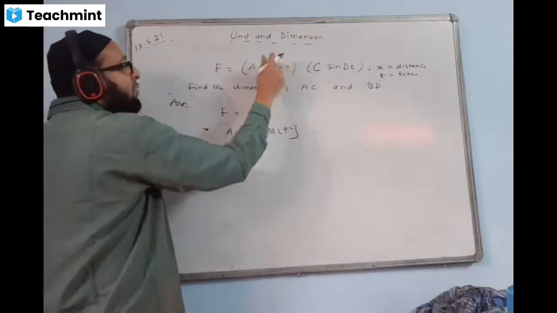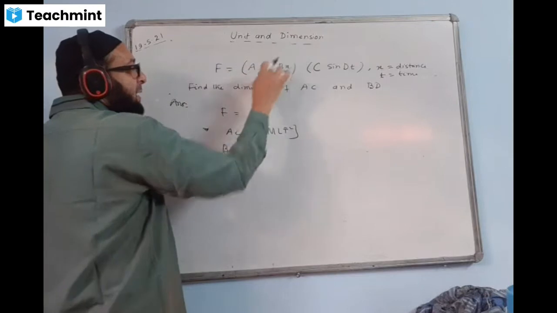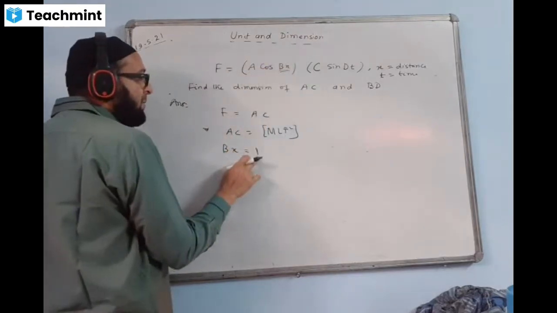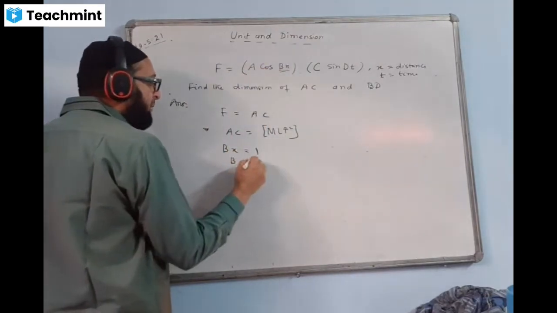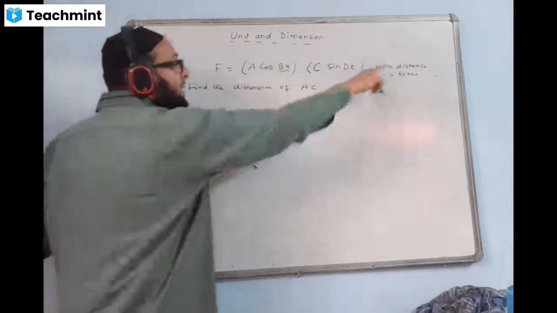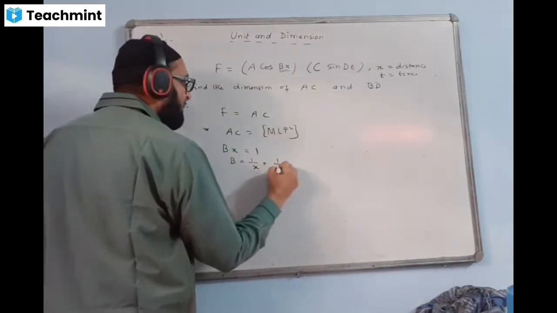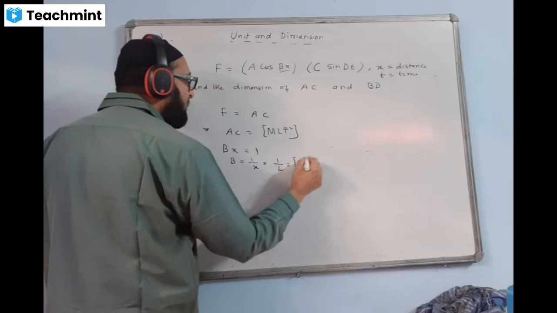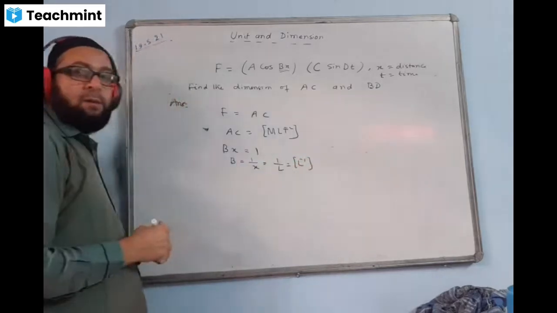This thing is an angle, no? Cos theta, theta is the angle. Angle has got no dimension, that is 1. Therefore, the B value will be like 1 upon x. What is x? X is a distance. It will become 1 by L, that means L to the power minus 1. This is the dimension of B.